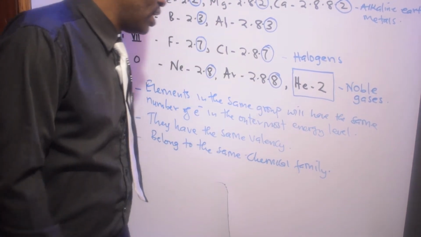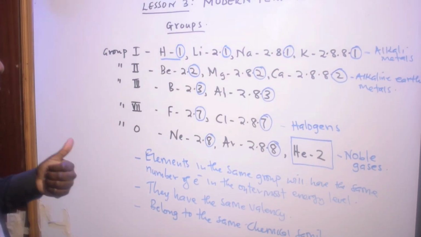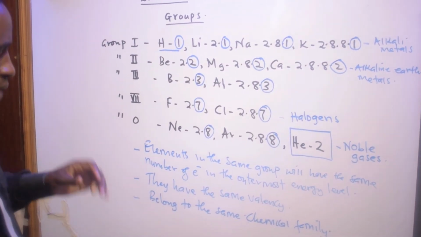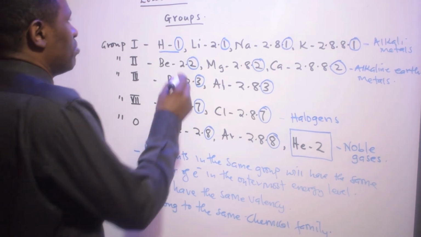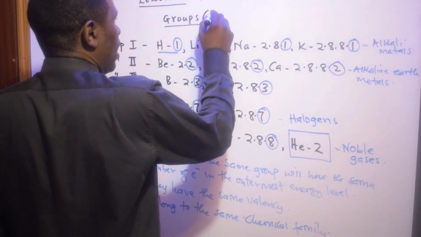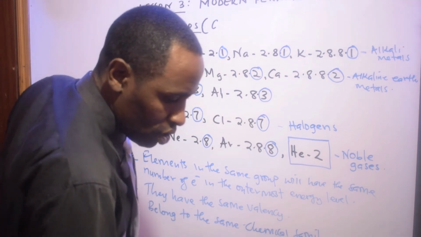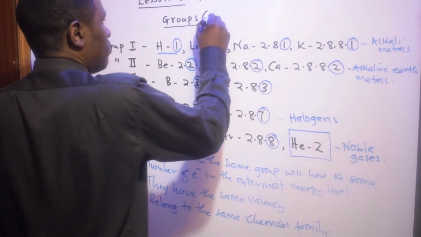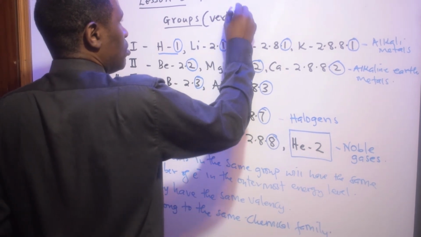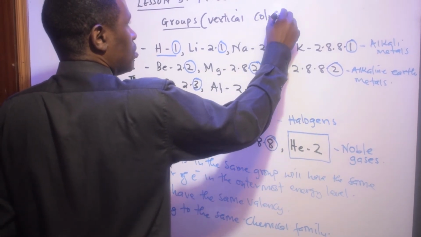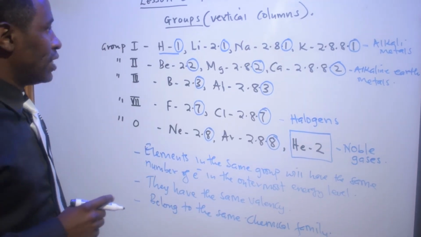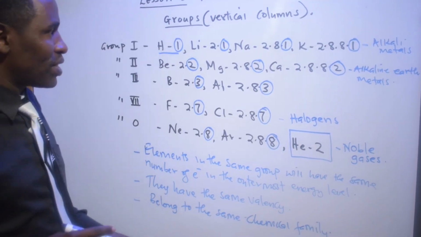Let me mention a few things about the periods. Remember, the groups I've talked about are vertical columns. These are vertical columns. Now let's discuss the period.